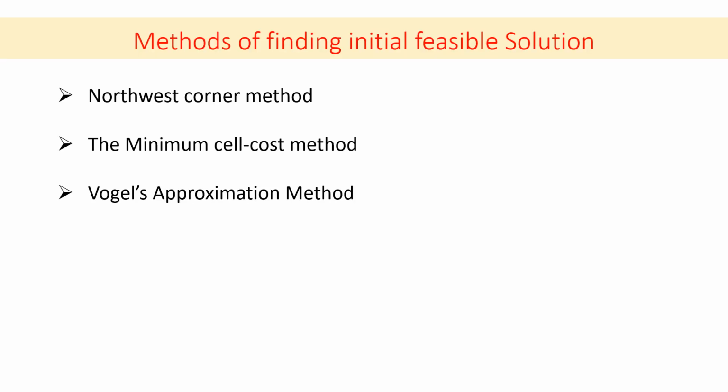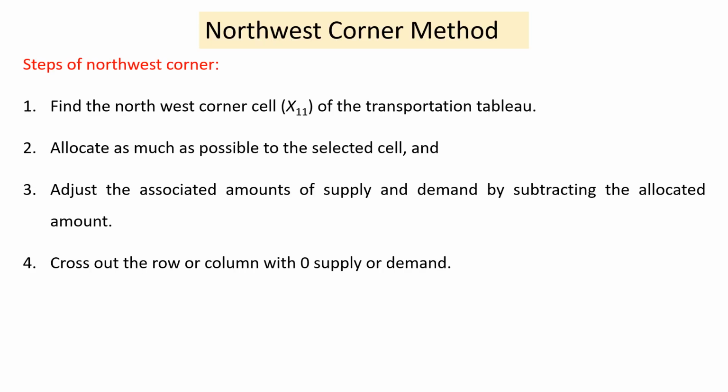The methods of finding initial feasible solutions are commonly three. The first one is the northwest corner method, the second is the minimum cell cost method, and the last one is Vogel's approximation method. And we will do examples with all of them. Let's start with the northwest corner method.